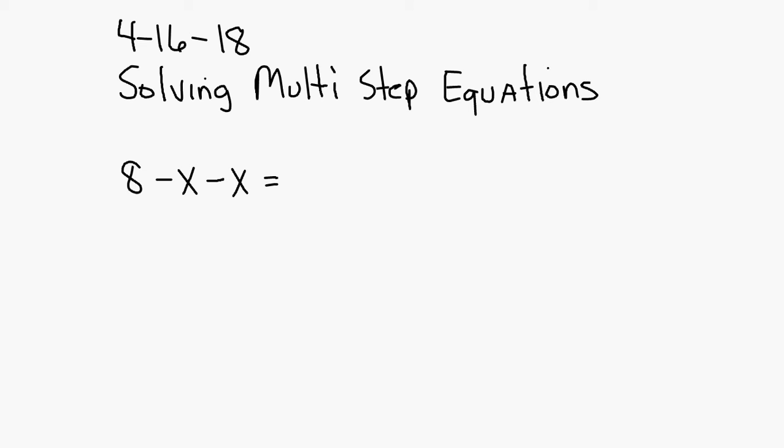equals -2. When you see a problem and you notice more than one variable on one side of the equal sign, your first step is going to be to combine like terms.